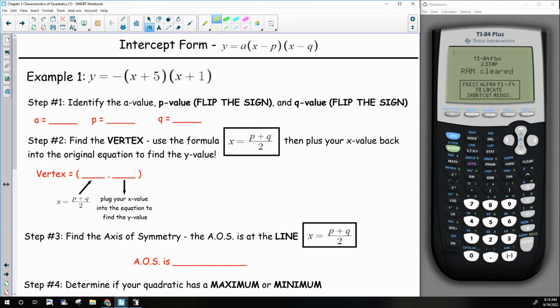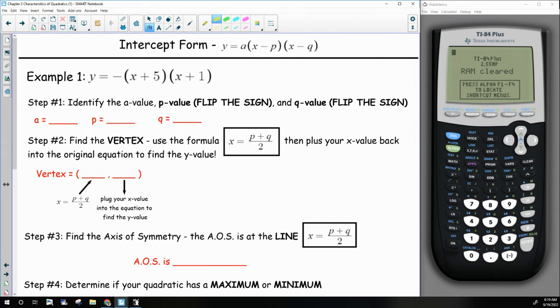Intercept form. Last of three forms. I think intercept form is probably the rarest form you will see. It does not come up a lot, but it is something that you will see later down the road when we start factoring. So this is the last of the three you need to know.